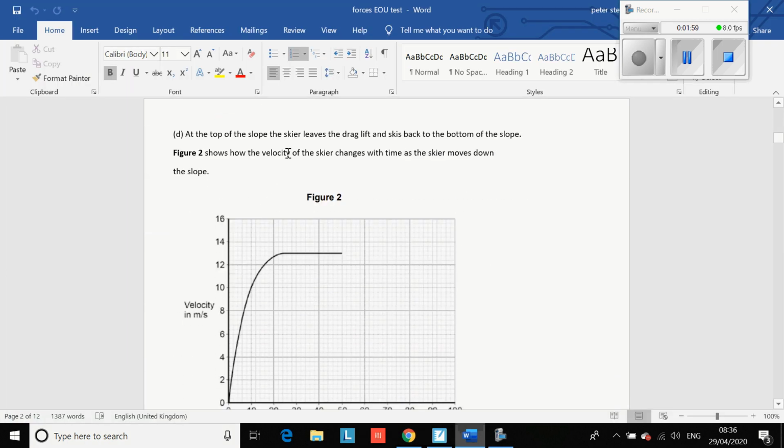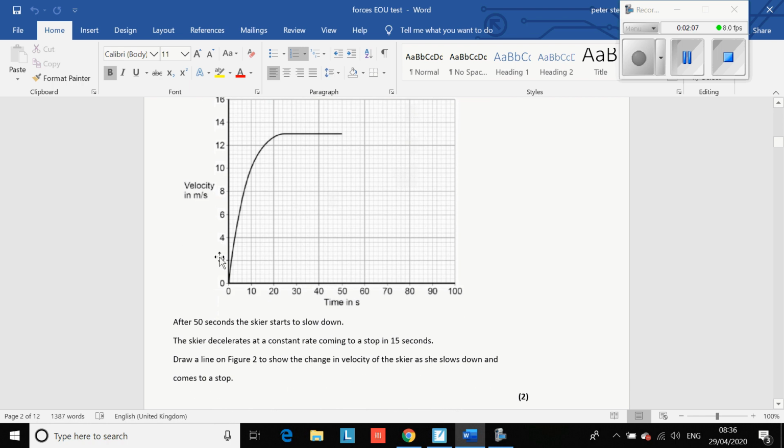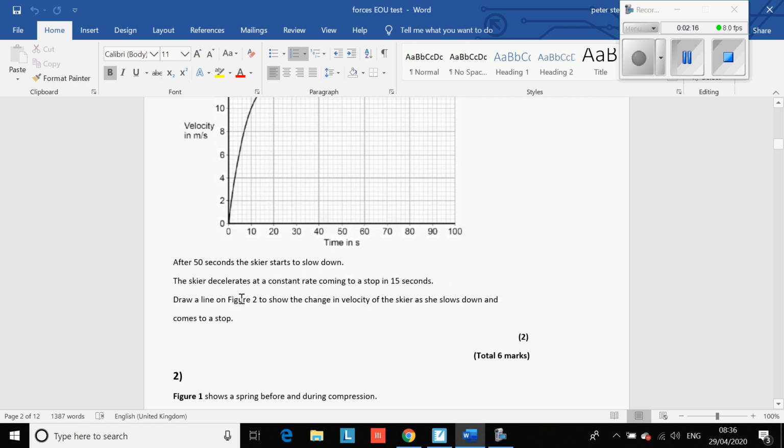At the top of the slope, the skier leaves the drag lift and skis back to the bottom of the slope. Figure 2 shows how the velocity of the skier changes with time as the skier moves down the slope. Right, so there's the velocity. So you can see the velocity is increasing, then levels off. Okay, and then you've got time along the bottom. After 50 seconds, the skier starts to slow down. The skier decelerates at a constant rate, coming to a stop in 15 seconds. Draw a line on figure 2 to show the change in velocity. The skier slows down and comes to a stop.